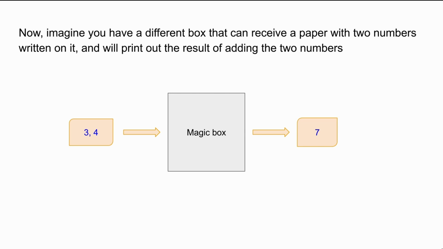Now, imagine you have a different box that can receive a paper with two numbers written on it, and will print out the result of adding the two numbers. So our box gets the two numbers, adds them internally, and tells us the result. In this example, I have 3 plus 4 equals 7.